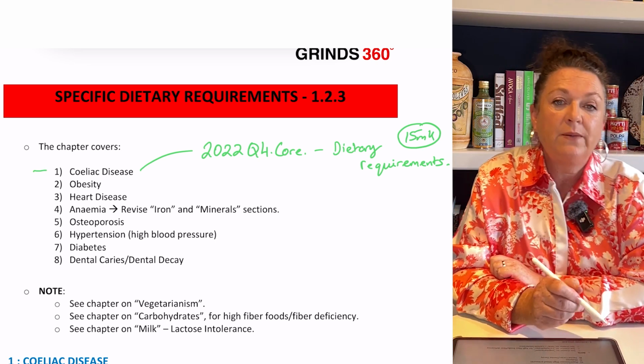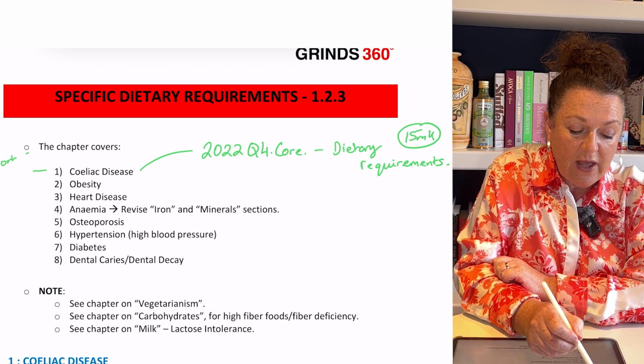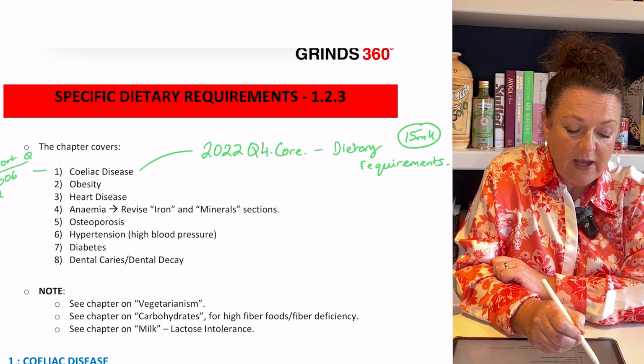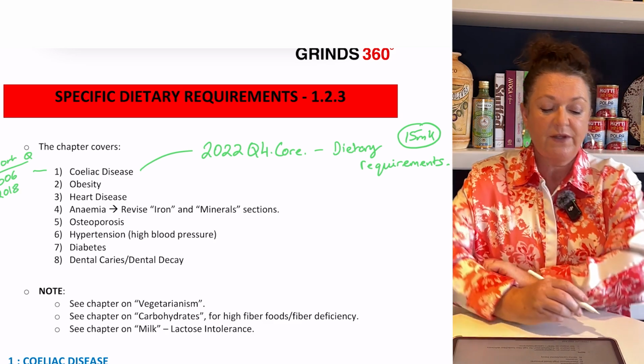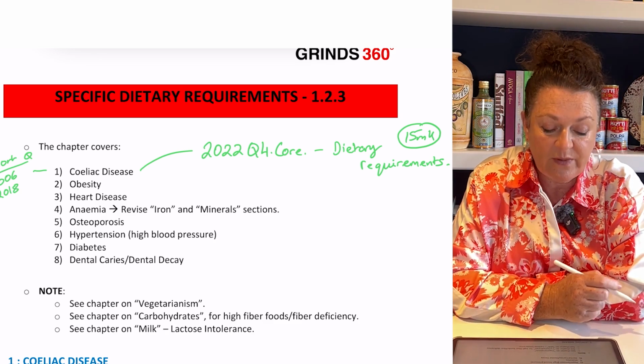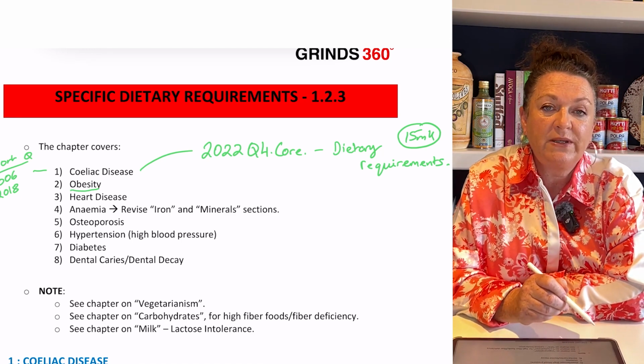Now, also, celiac disease has come up on short questions. There was one in 2006, and then again in 2018. So 3 years since we've been asked about celiac disease. And the second one we're looking at today is obesity.